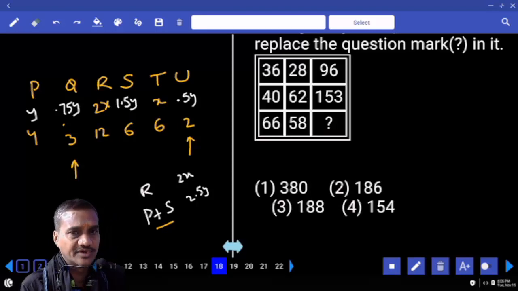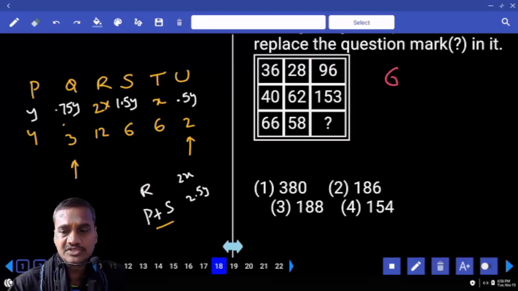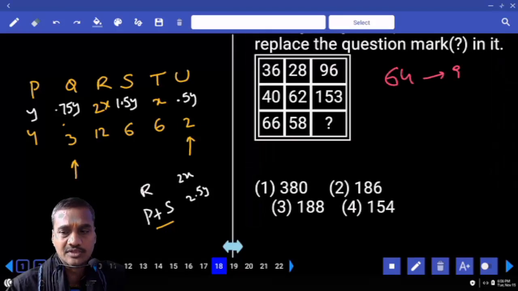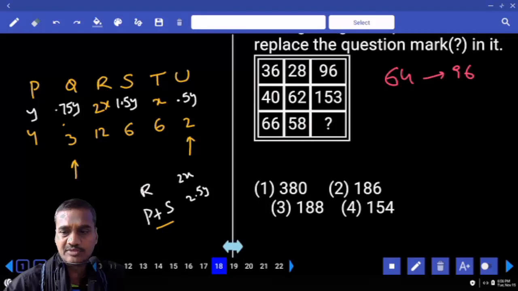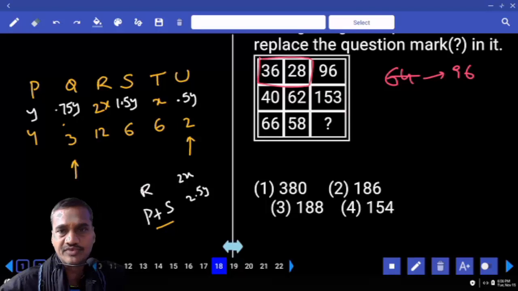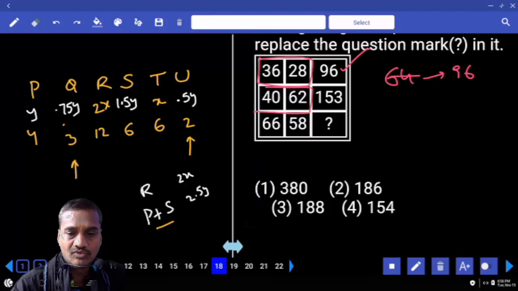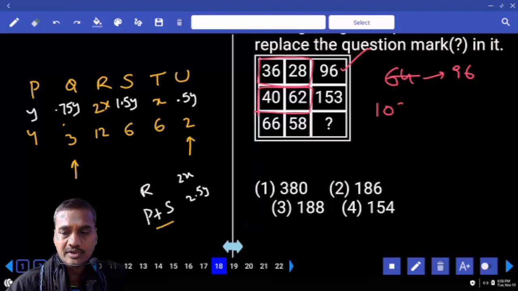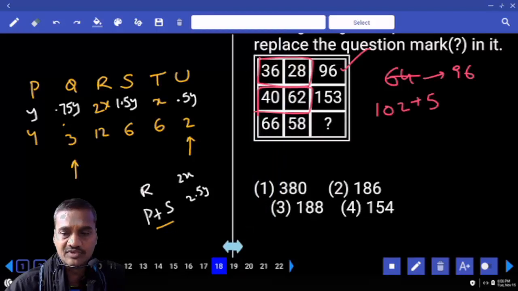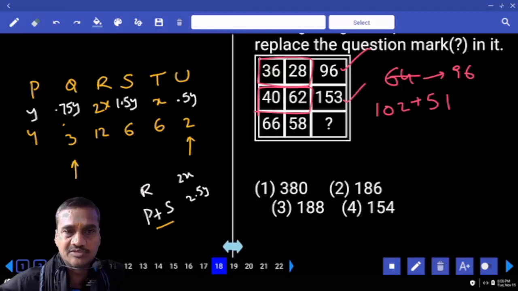Then 36 and 28, and 96. What is 36 plus 28? It's 64. Now how does 96 come from 64? Plus 32. Plus 32 is nothing but 1.5 of this one. The sum of these two plus 1.5: 64 into 1.5 is 96. 40 plus 62 is 102. 102 plus half of this, 51, gives 153. Is that clear?